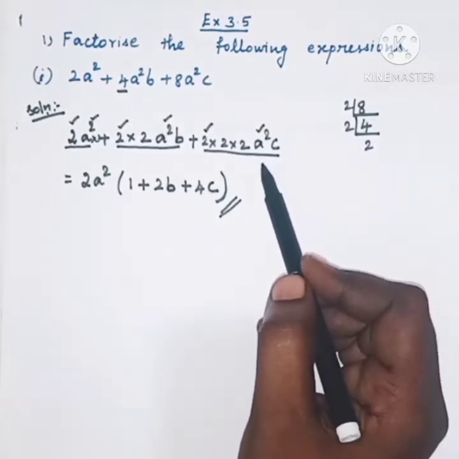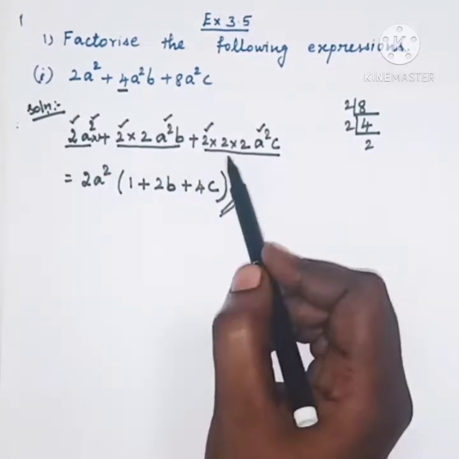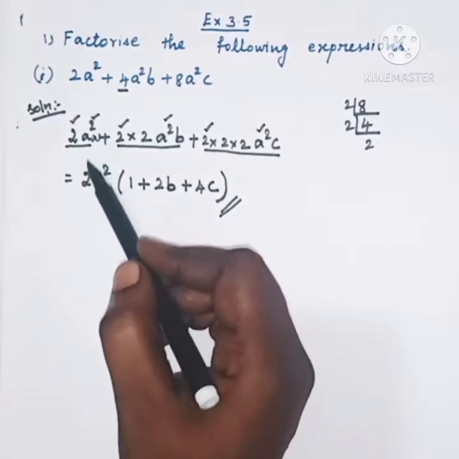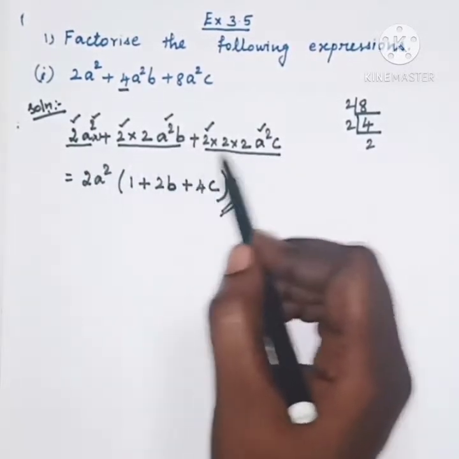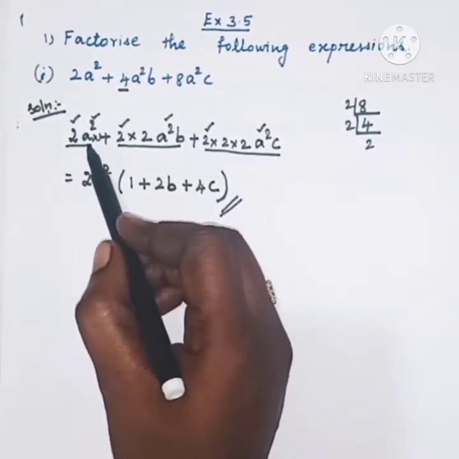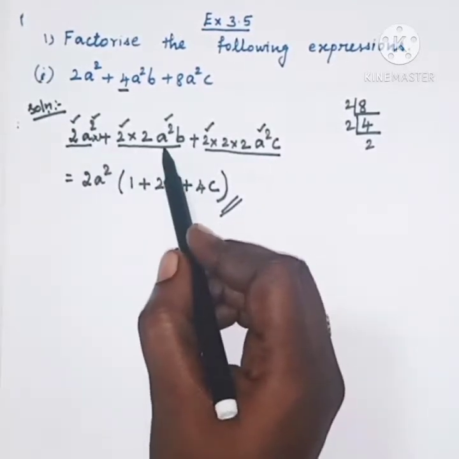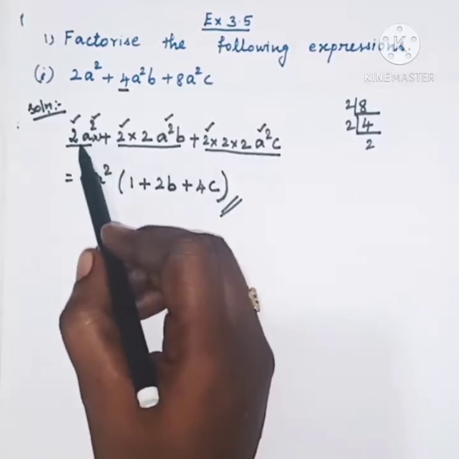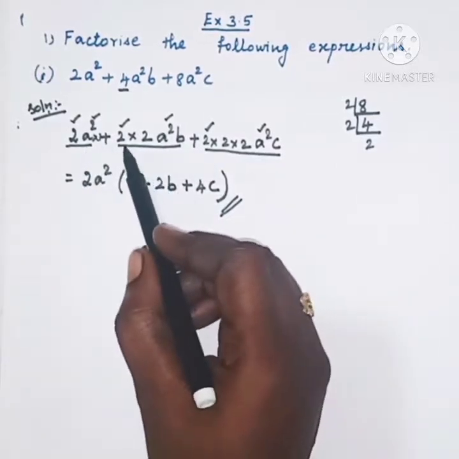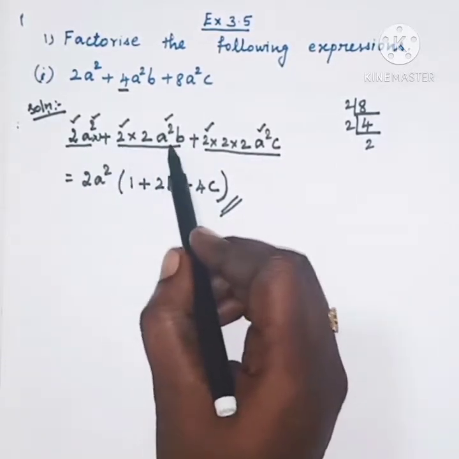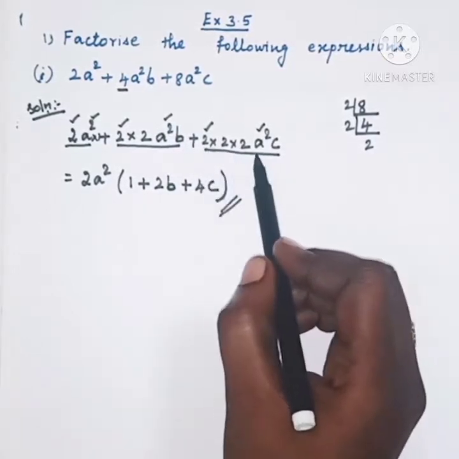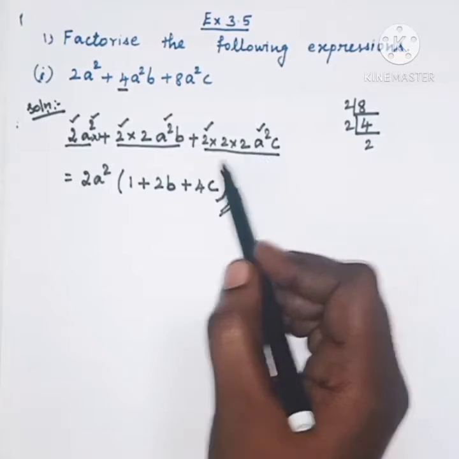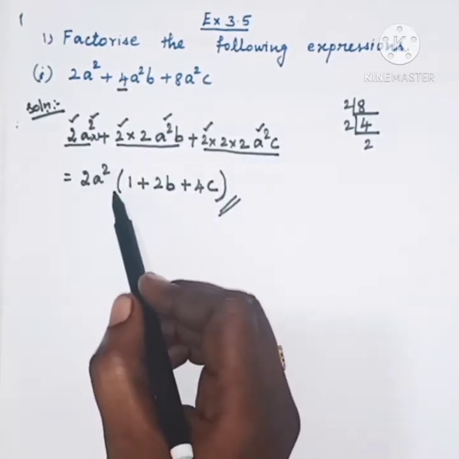Now we should take the common terms outside. So here in these 3 terms, what are the common things we have? 2a square is a common one, which appears in all the 3 terms. In the second term also we have 2a square, and the third term also we have 2a square. So take this 2a square outside.